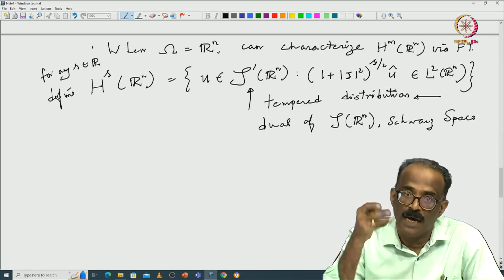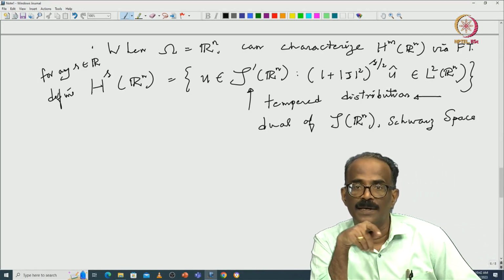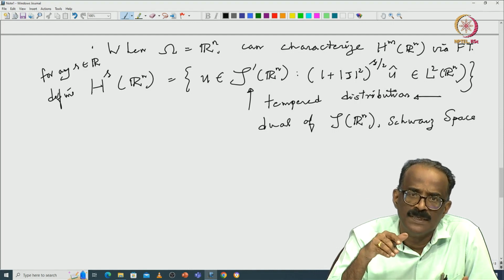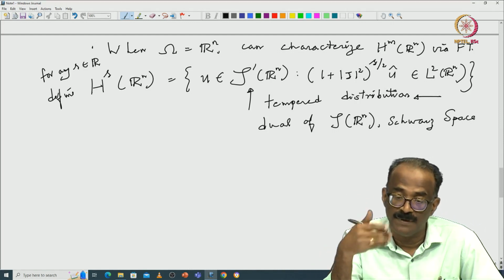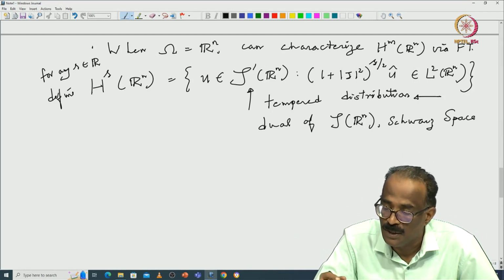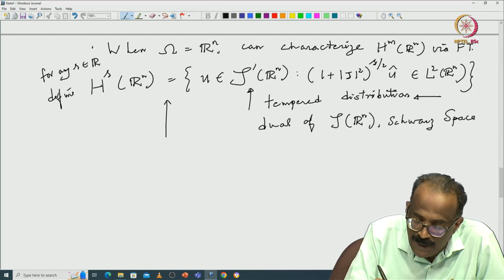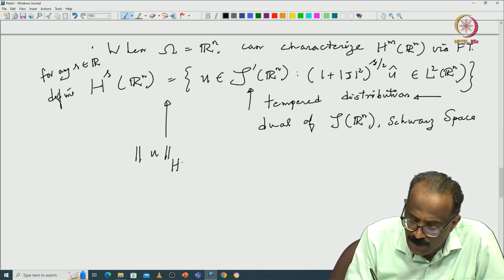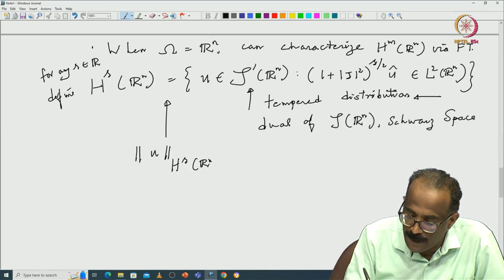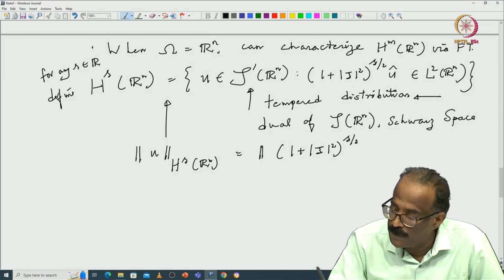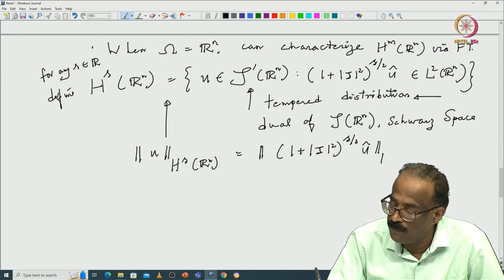And the Fourier transform on Schwarz space is a kind of isomorphism. When you take the Fourier transform of a Schwarz function, it will again be a Schwarz function, which can be used to define the Fourier transform for every tempered distribution, and it will remain a tempered distribution. So with this you can define the norm also. The norm of u in Hs of Rn is nothing but the L2 norm of (1 plus mod xi square) whole power s by 2 times u hat.